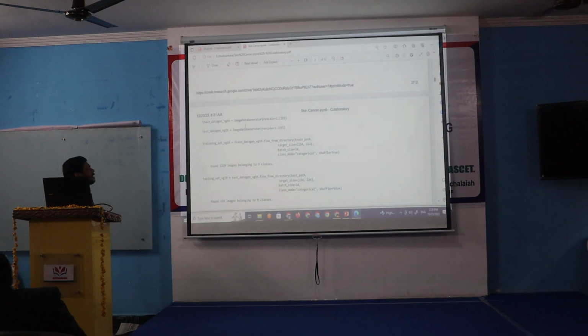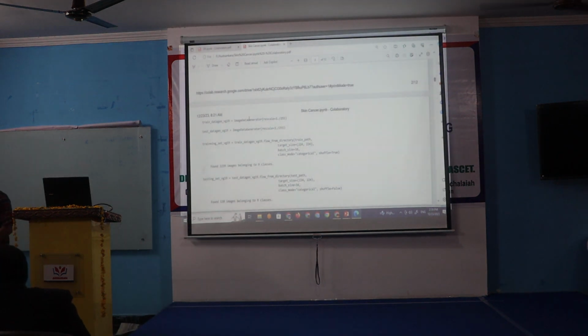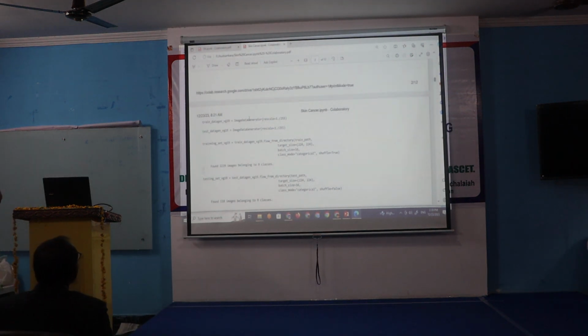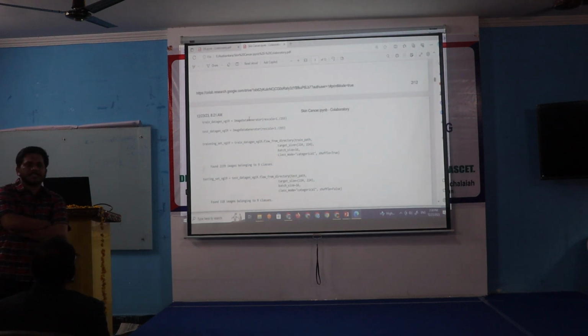As I said, there is one more important thing, image data generators. Can I know the purpose of image data generators?